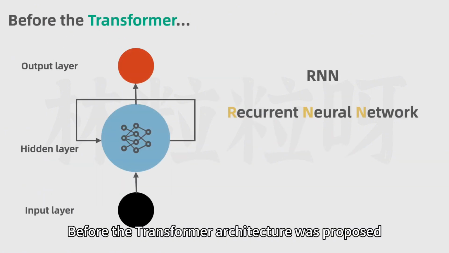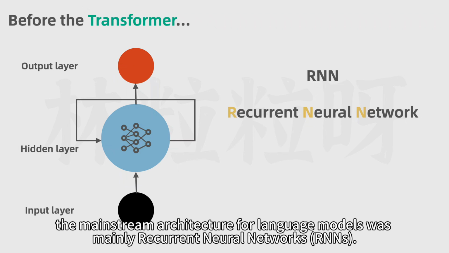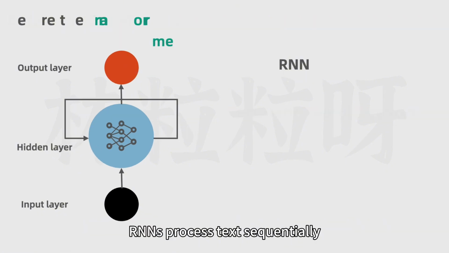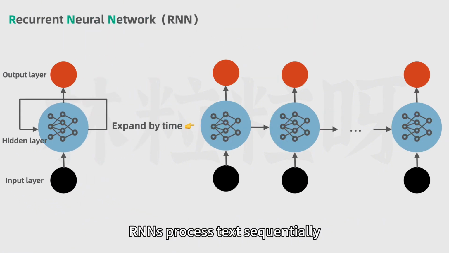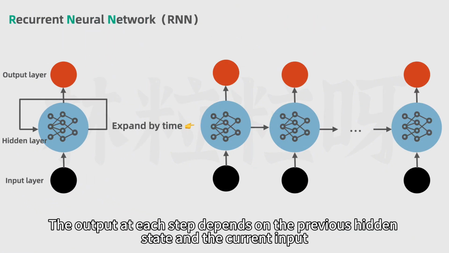Before the transformer architecture was proposed, the mainstream architecture for language models was mainly recurrent neural networks, RNNs. RNNs process text sequentially, word by word. The output at each step depends on the previous hidden state and the current input.